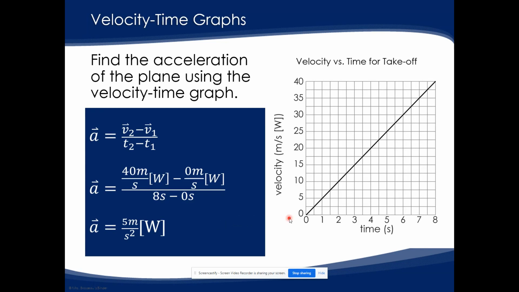So if we're going to find the acceleration of the plane using this velocity time graph, we're going to use still our slope, but we're going to replace it with whatever variables we have on our x and our y. So our acceleration is our velocity at the end minus our velocity at the beginning. So we have 40 meters per second west minus 0 meters per second west. And then our time at the end minus our time at the beginning. So our 8 seconds minus 0 seconds. And we end up with 5 meters per second squared west.